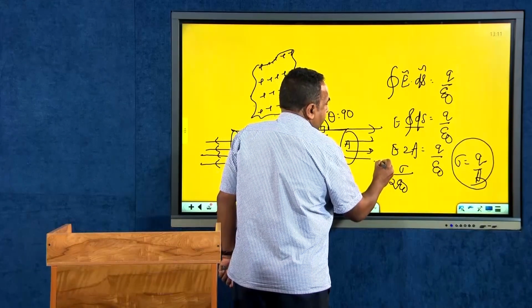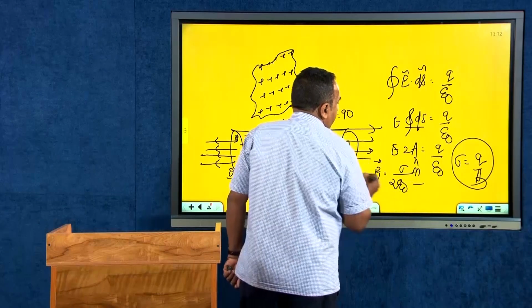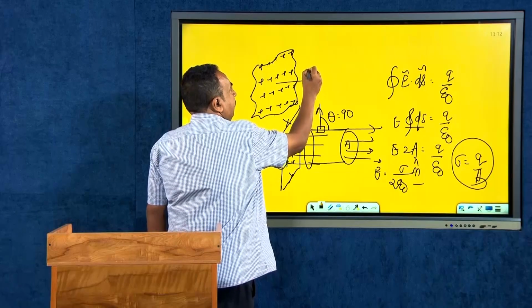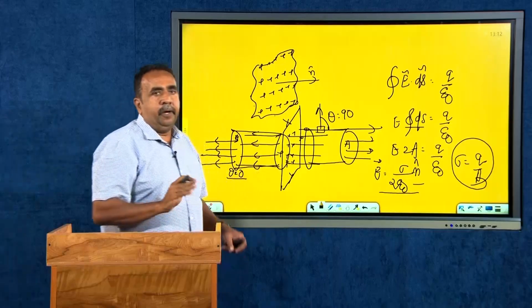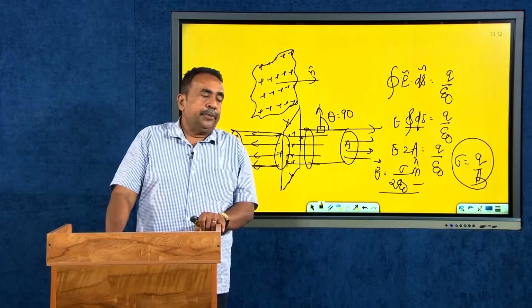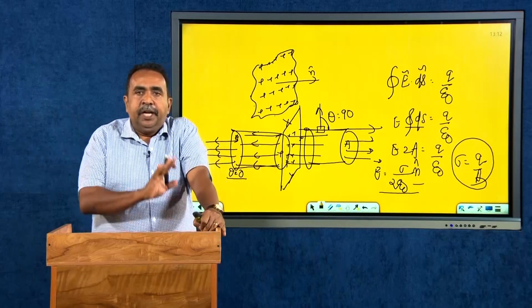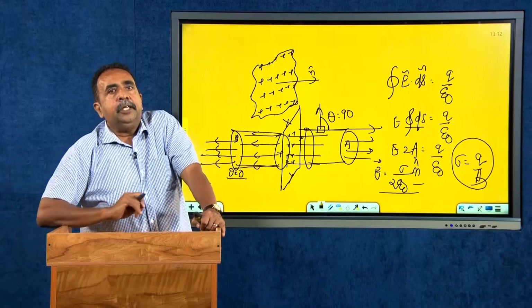And if I want it in vector form, I can take some unit vector n, which is a vector perpendicular to this plane surface. Therefore, my electric field will be given by sigma divided by 2 epsilon 0, directed perpendicular to the infinite plane surface.